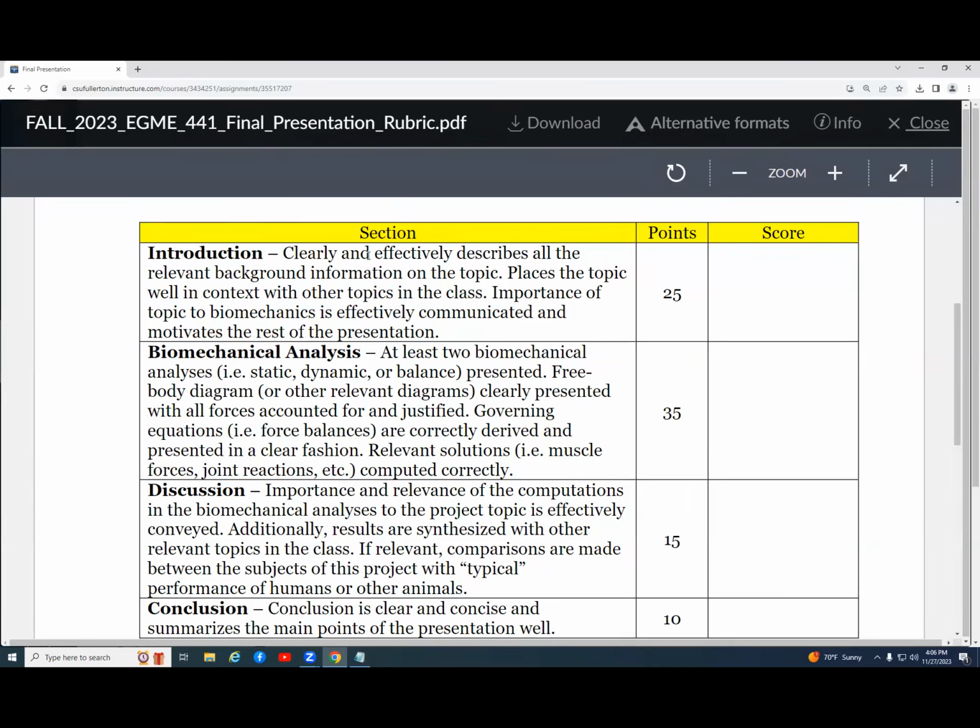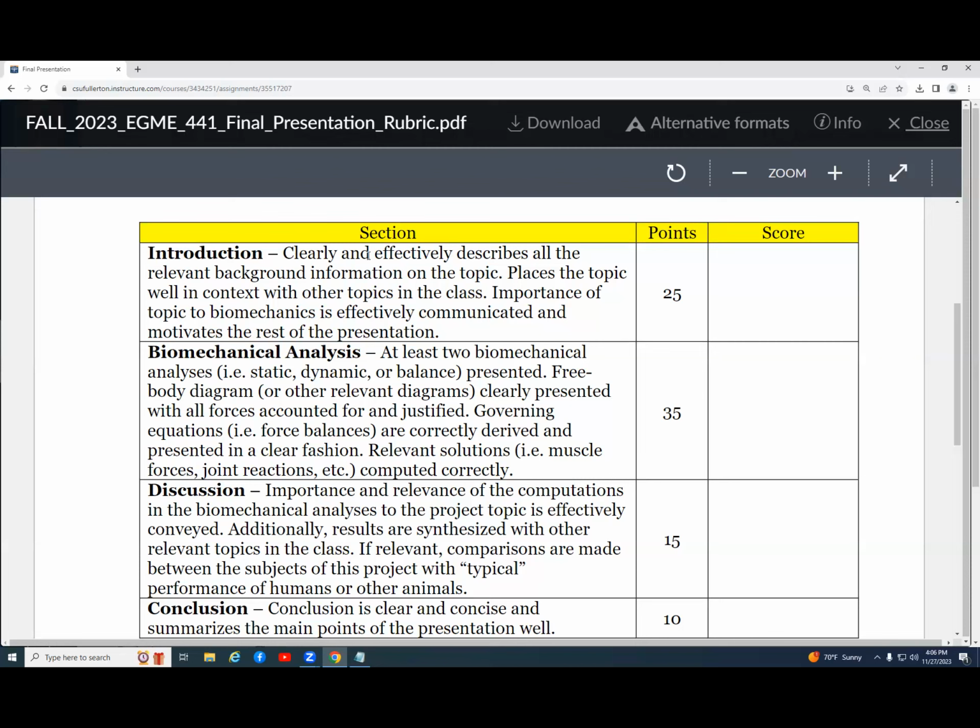And of course, the introduction should also place your topic within the context of the class itself, right? So you should also mention some of the things that we've talked about in the class and how that relates to your topic. So the introduction is worth a pretty decent chunk of points. I do rate the introduction pretty highly for this project, so make sure you do a good job for that.